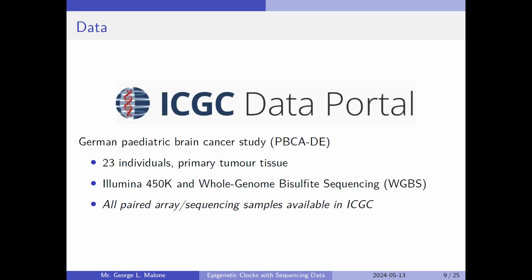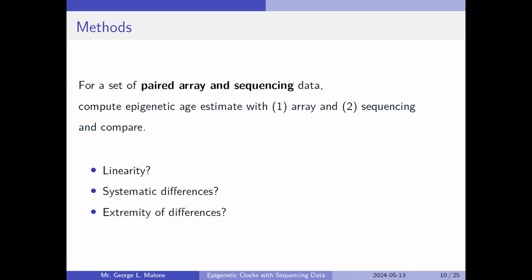paired Illumina 450K array and whole genome bisulfite sequencing of 23 German pediatric brain cancer samples. Available from the International Cancer Genome Consortium, and they represented all of the samples that they actually had with paired array and sequencing data. So, the collection of 6 epigenetic clocks, we compute the age estimate for array, and for sequencing, we're looking for linearity, looking for any systematic or extreme difference.